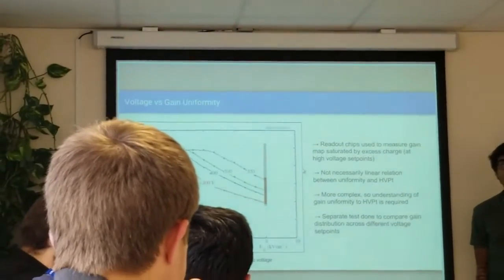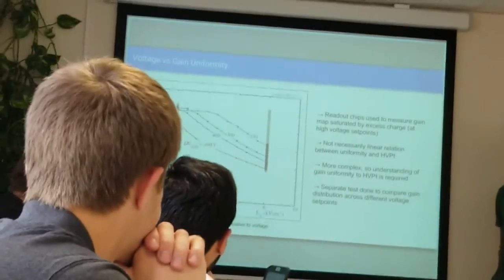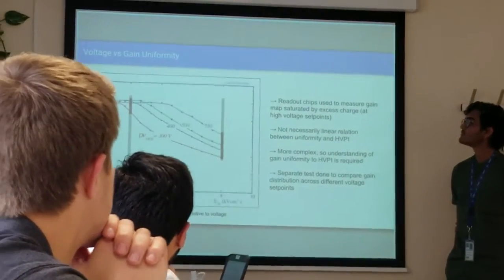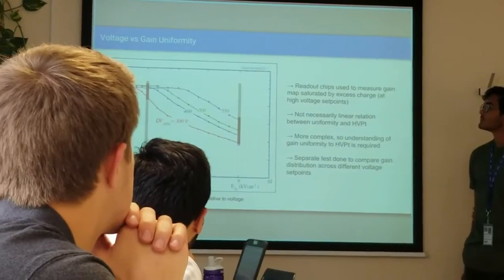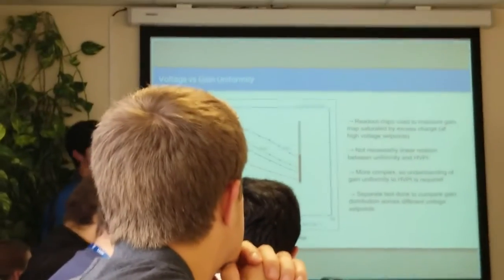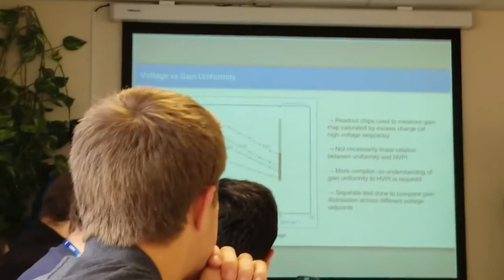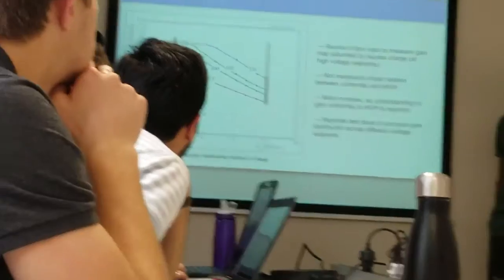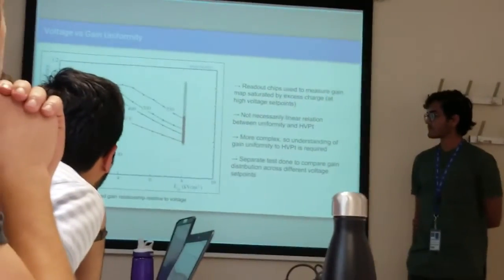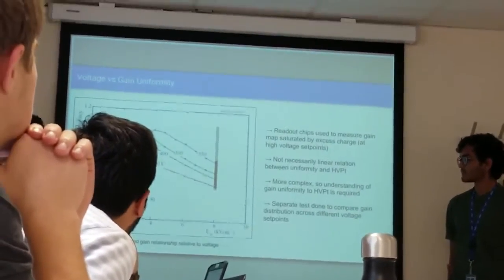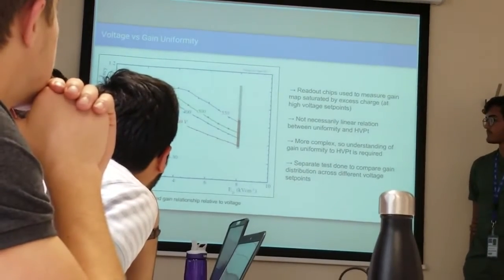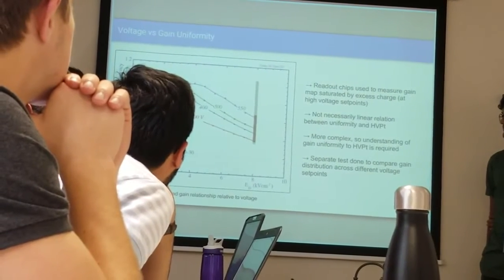planarity. So another test that we did separate from this is voltage versus gain uniformity. So when running these tests, there's one thing we need to be careful of. The readout chips on the detectors can sometimes be saturated by excess charge. This is usually at high voltage set points. So we need to run the tests on different set points to make sure that we have accurate data. Another reason that we do this is, if you look at this graph here, there's not necessarily a linear relation between the uniformity and the voltage point. It's a more complex relationship, so a better understanding is required.